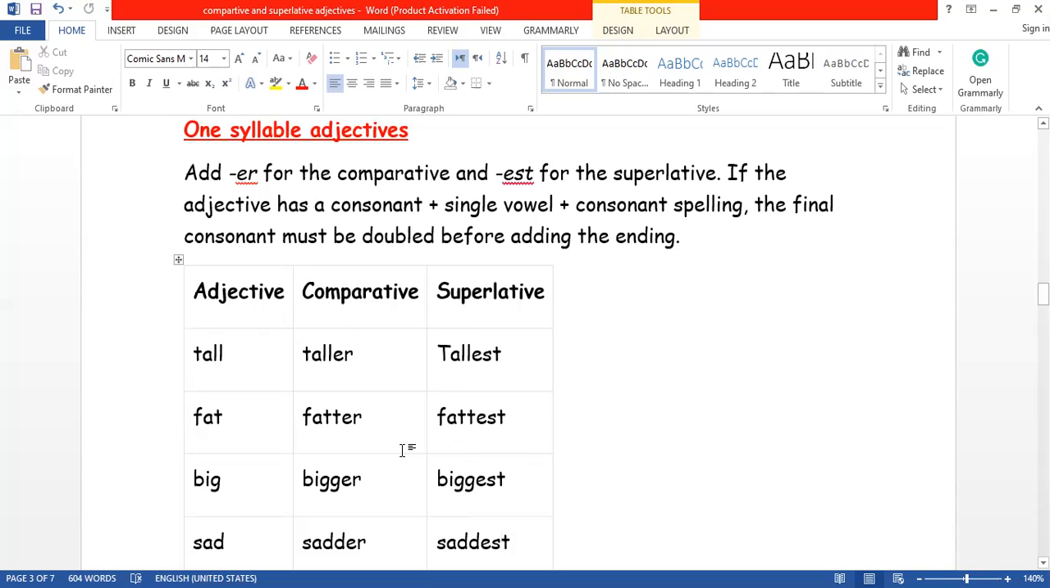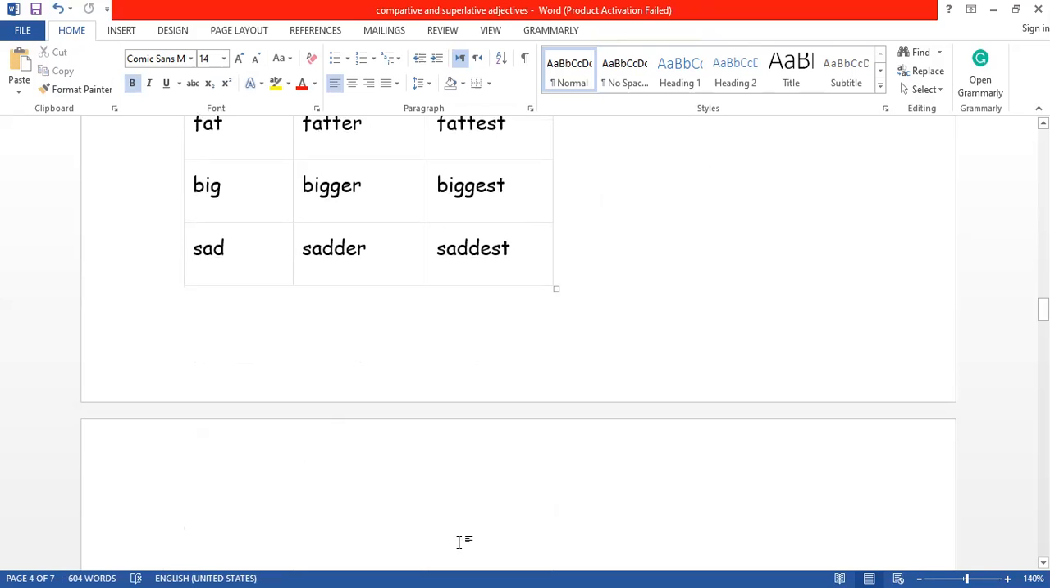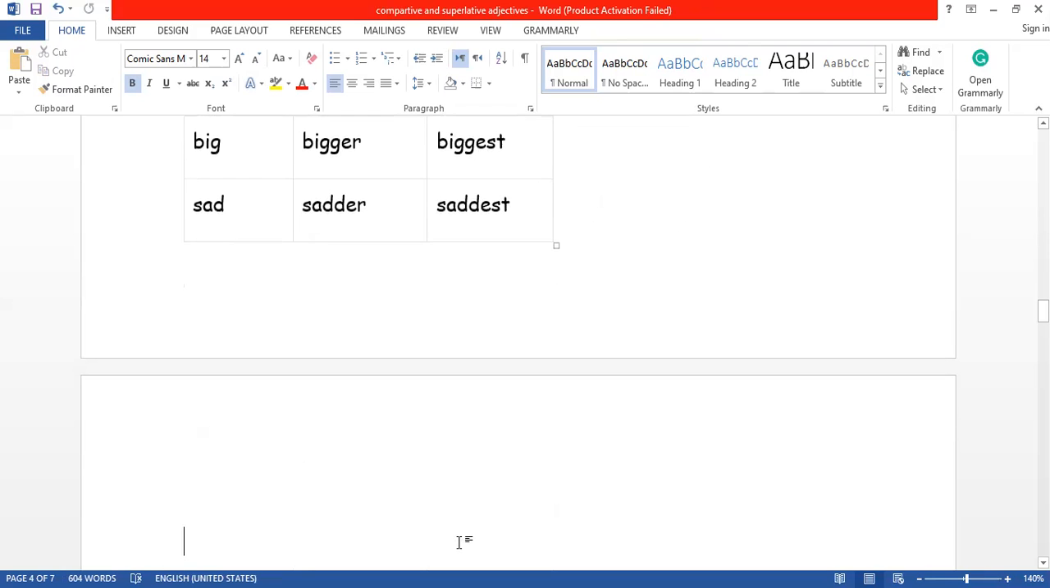So focus with me, consonant, vowel, consonant, we double what? We must double the final consonant, okay? Tall, taller. Fat, see? Fatter. Big, bigger. Sad, sadder, saddest. They are one-syllable adjectives, okay?